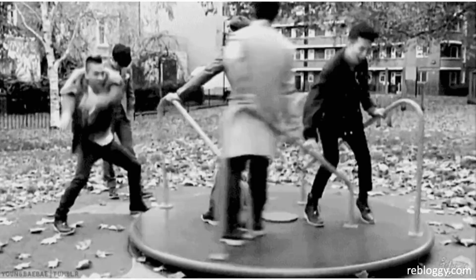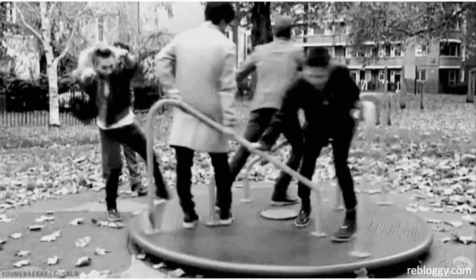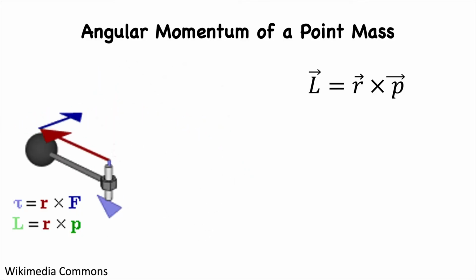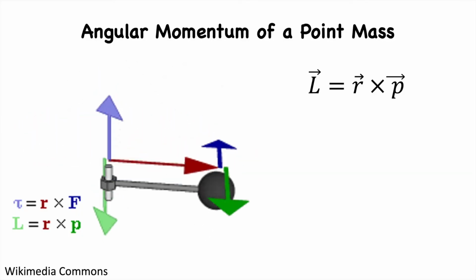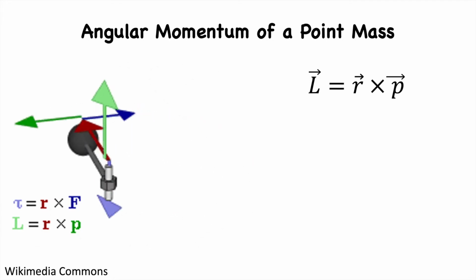So, is there an analog to linear momentum for rotation? The answer is yes. We call it angular momentum. Let's begin by considering a point mass. The angular momentum of a point mass is defined as the vector product of the radius and the linear momentum.